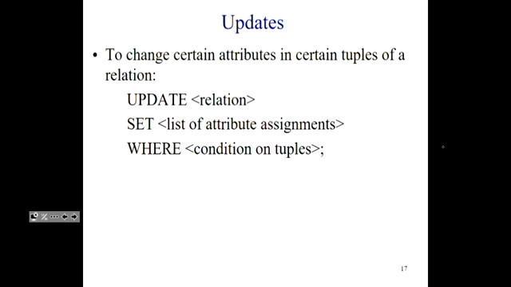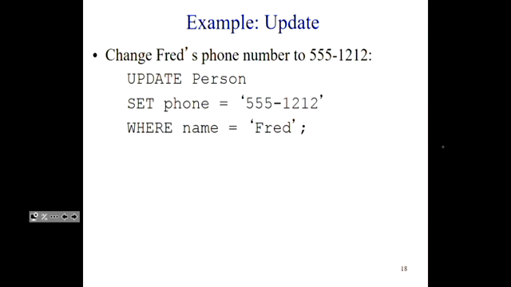Once again, the syntax for updates is fairly intuitive. You say update relation, set some attribute to be something, where some conditions on tuples, and then semicolon. So if I want to, for instance, change Fred's phone number to 5551212, I can do that. I can say update person, set phone number is equal to blah, where name is equal to Fred, semicolon.